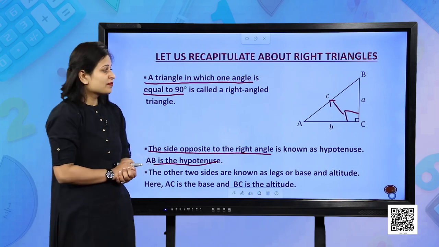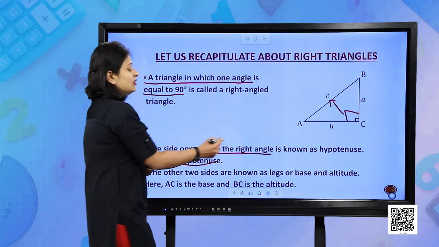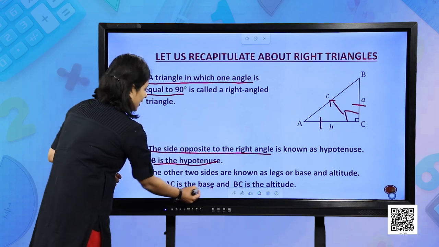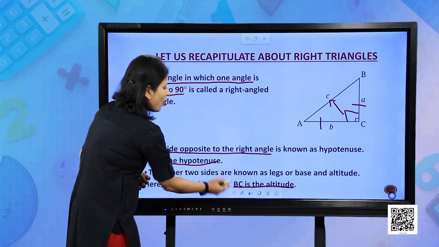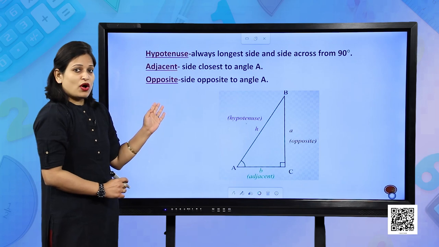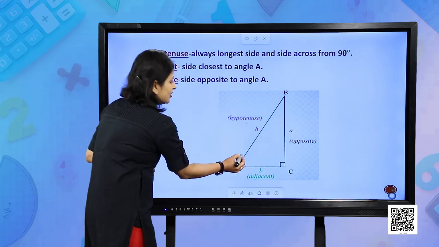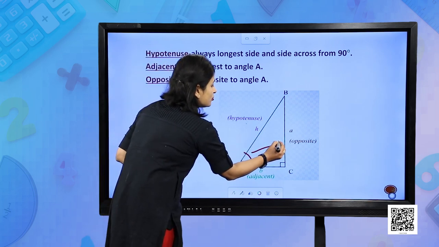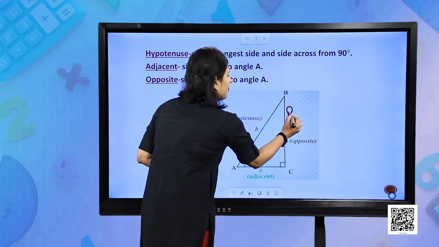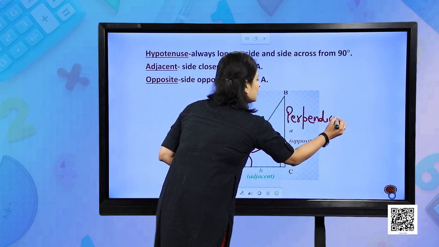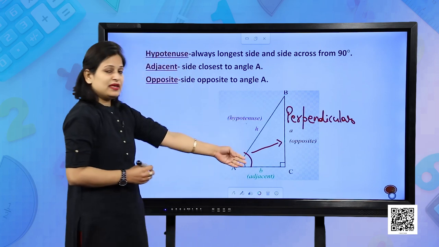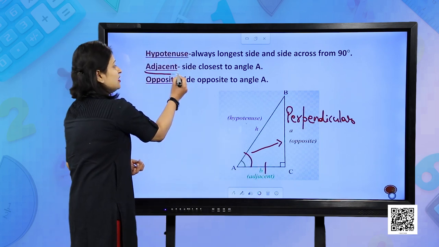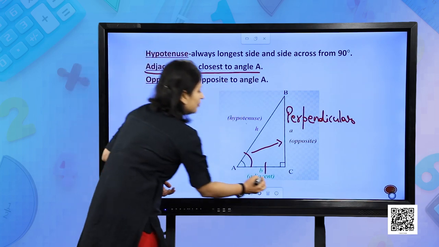Now, what about other two sides? Means the side BC and AC. Here, these two sides are called legs of a triangle, or you can say AC is the base and BC is the altitude. So, now this was with respect to angle C. Here, if I consider angle A, what is side BC called? This will be opposite to angle A, or we can say this is called a perpendicular. You can also say BC is the altitude. What about side AC? AC is called the adjacent side. Adjacent means what? Side closest to angle A. So, this will be the base.